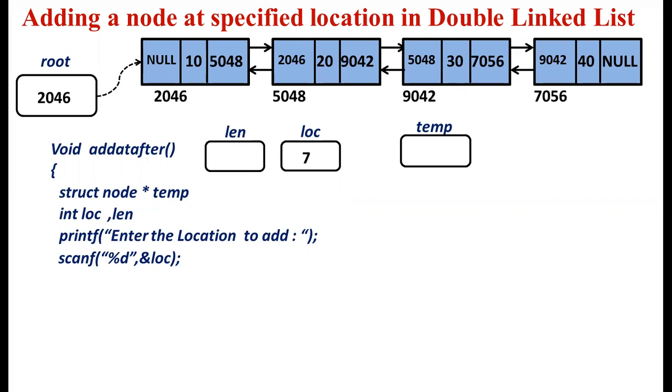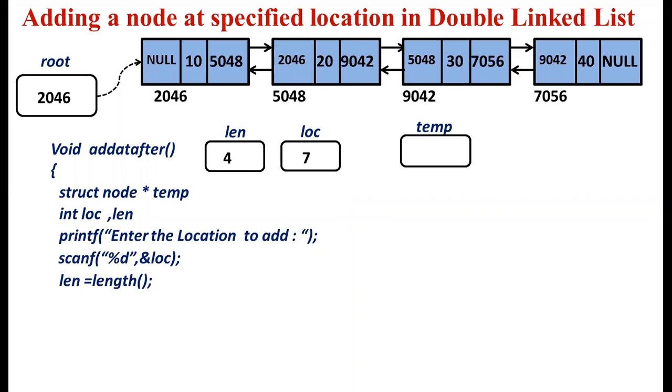So here len is equal to, we are just calling the length function. So we have to call the length function, and we know that the length function will return the length of the list that we are collecting into len. So now for this particular example, the length of the linked list is 4. So the 4 value will be stored into the len.